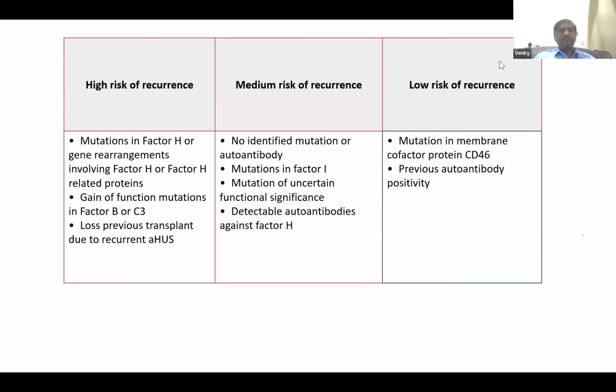So autoantibodies against factor H, or any mutations of factor I, or when we are not able to identify a mutation in a person with TMA, all of these, without a strong genetic background, come under medium risk of recurrence.